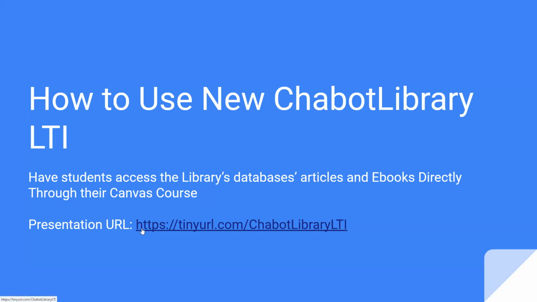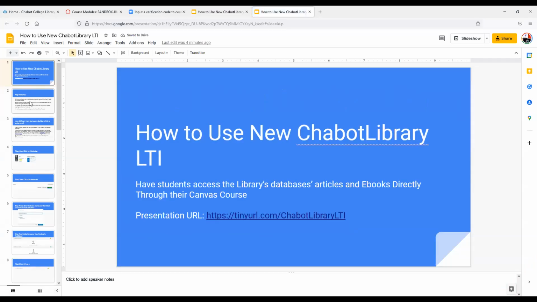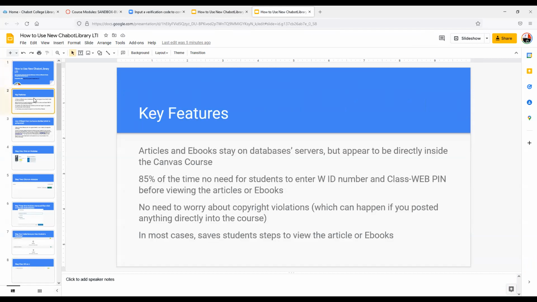There is a presentation URL that you can look at in addition to this tutorial. Its URL is at https://tinyurl.com/ capital C of Chabot, capital L of library, and then LTI in caps. And that will take you directly to the presentation, which looks like this in here. I'm going to first talk a little bit about the presentation, and then we are going to go directly into Canvas so I can show you what to do step by step.